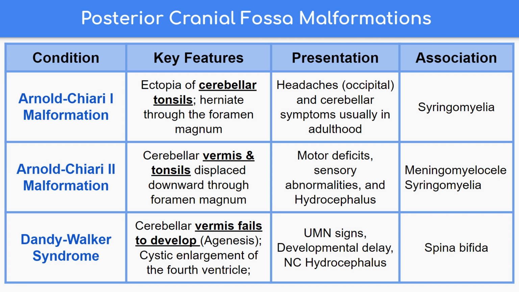For instance, with Arnold-Chiari 1 malformation, a patient usually presents with syringomyelia. With Arnold-Chiari 2 malformation, meningomyelocele and syringomyelia is common. Dandy-Walker syndrome is associated with spina bifida. Note the displacement of the structures through each of these conditions. This table is very handy in learning these malformations and will give you a concise overview of the clinicals associated.